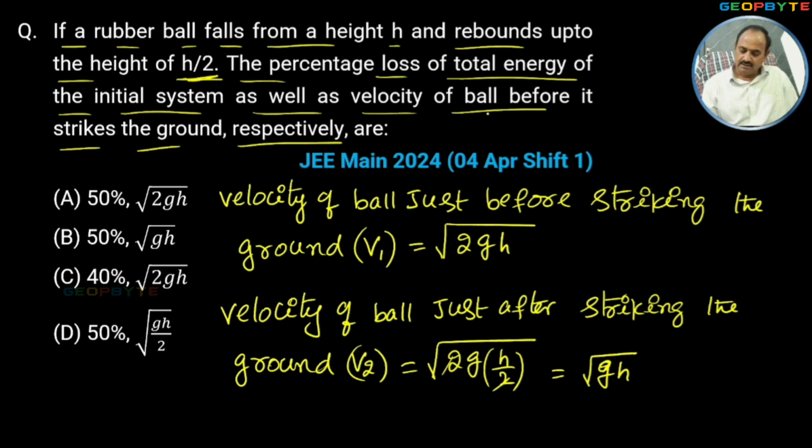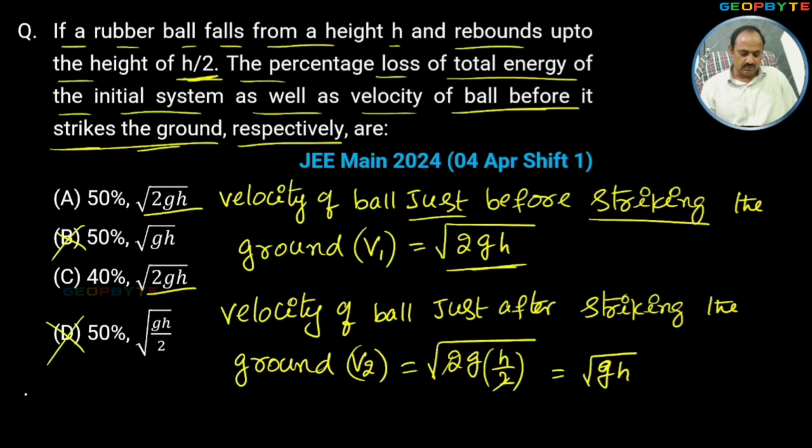Then he is asking the velocity of the ball before it strikes the ground. The velocity of the ball just before striking the ground is root 2gh. Therefore, options may be either A or C. B is ruled out. D also ruled out. For that, you need to decide the percentage loss in total energy. It means, indirectly, percentage loss in kinetic energy, because nothing is spoken regarding the other energies.